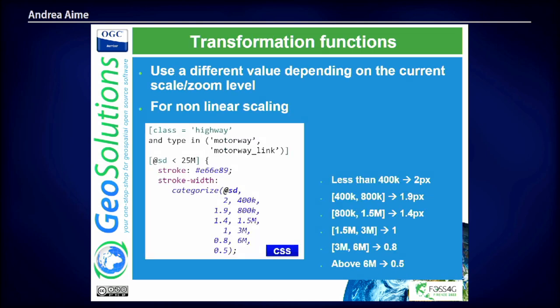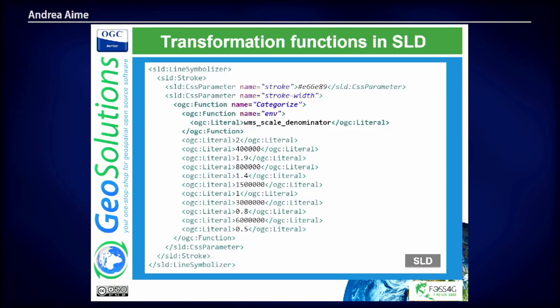I can also do transformation functions, functions by which I relate the current scale denominator to a value, a color, a width, a thickness, and so on. So this is taken from the OpenStreetMap style that GeoSolutions provides for free in its own GitHub repository. And I'm basically saying, okay, use a width of 2 for the scale denominator less than 400,000, and then switch to the other values as we reach the various breaking points. In CSS, it's still compact enough. In SLD, maybe a little bit less. This is exactly the same expression, using the same values, but not as readable, because there is a lot of boilerplate and the numbers have to be expressed straight without using suffixes like thousands or millions.